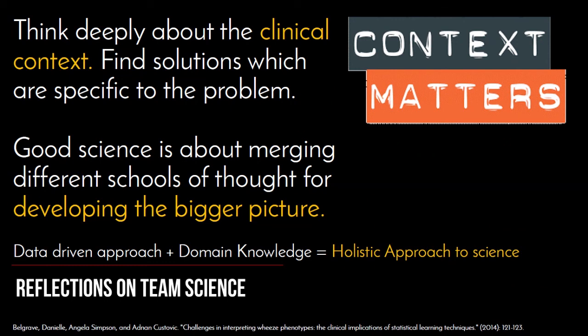Also, in machine learning for health, context is really important. So it's really important to think really deeply around the clinical context. I know that I focus a lot on the clinical application, but really that's fundamental, and not just in clinical applications, but in any application as well, because we're trying to find solutions to a specific problem, and we need to contextualize that. Good science is about getting a bigger picture from different perspectives, different angles, using both a data-driven approach and domain knowledge, which gives us a more holistic approach to doing science.